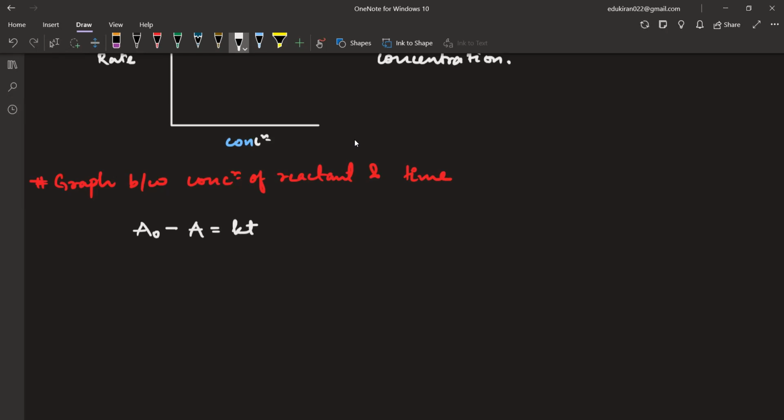So whenever you get an equation for which you have to plot a graph, you will always try to put this equation in the form of y is equal to mx plus c. You have seen this, yes or no? Please tell me. Mariam, Sara, and Wafia.